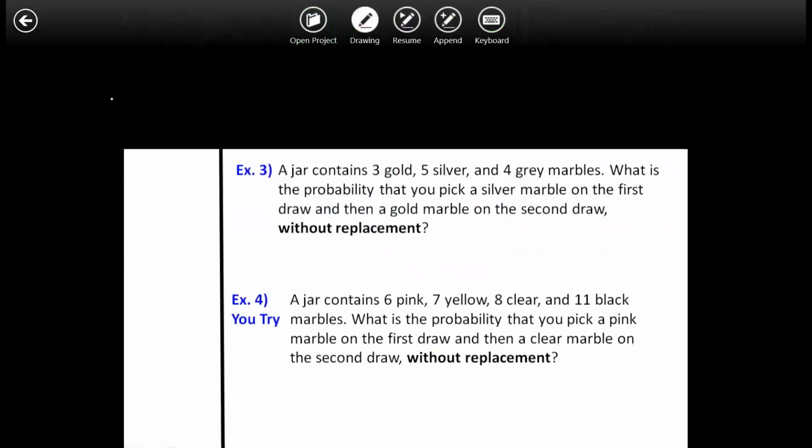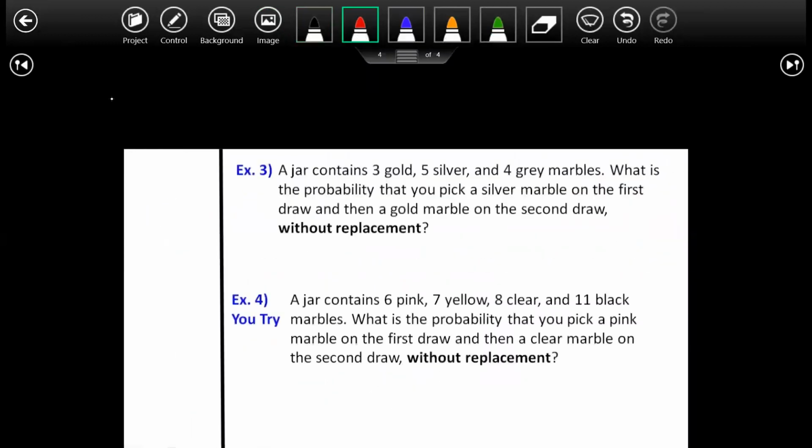Again, what I want you guys to copy down is just everything that's in this little red part. So copy down just 3 gold, 5 silver, and then we'll copy down 4 gray marbles. I messed this one up bad last time. It's because I was marking the wrong colors with the wrong marbles. So in this case, it now has 3 different marbles.